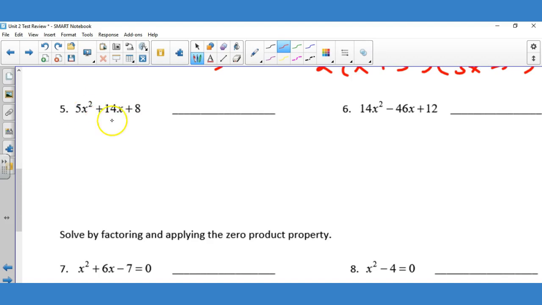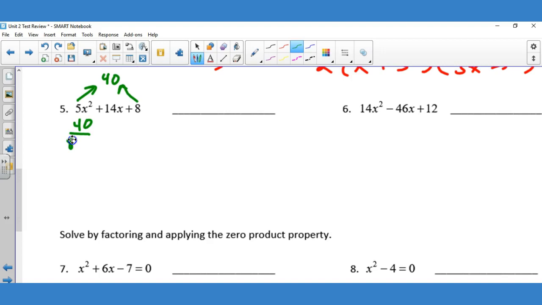Alright, again, is there a greatest common factor? There is not. And our leading coefficient is not 1. So what we're going to do is take our leading coefficient and our constant and multiply them. That gives us 40. And what are my factors of 40 that I add to give me 14?